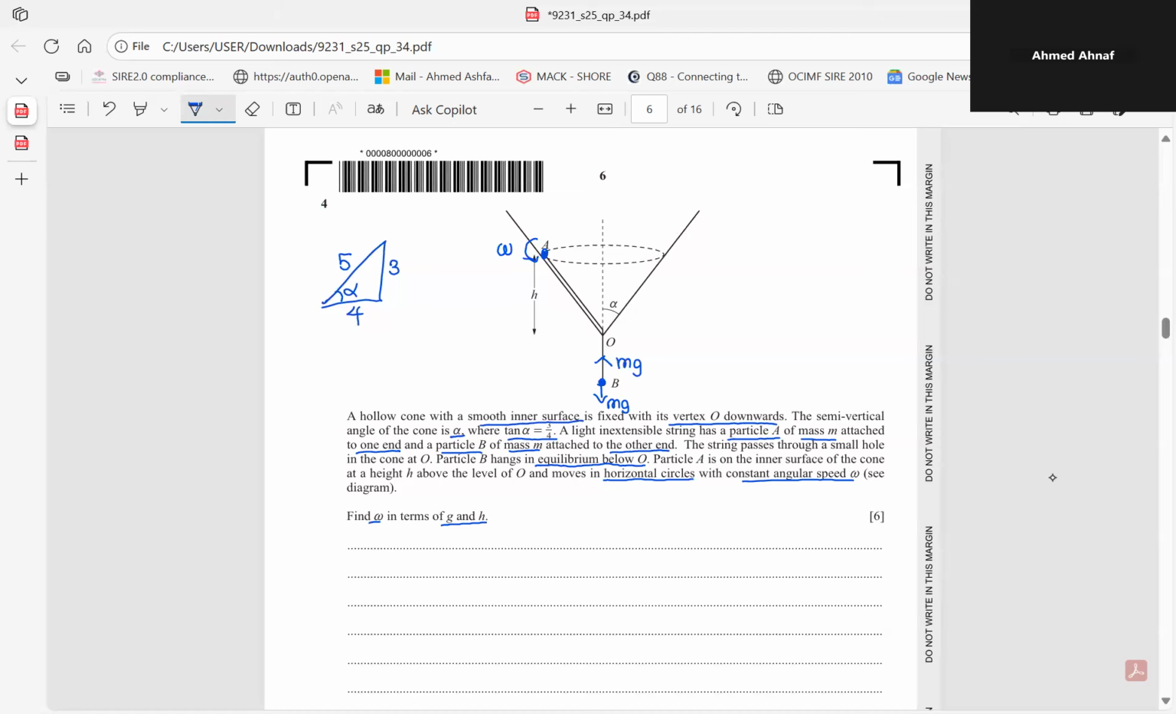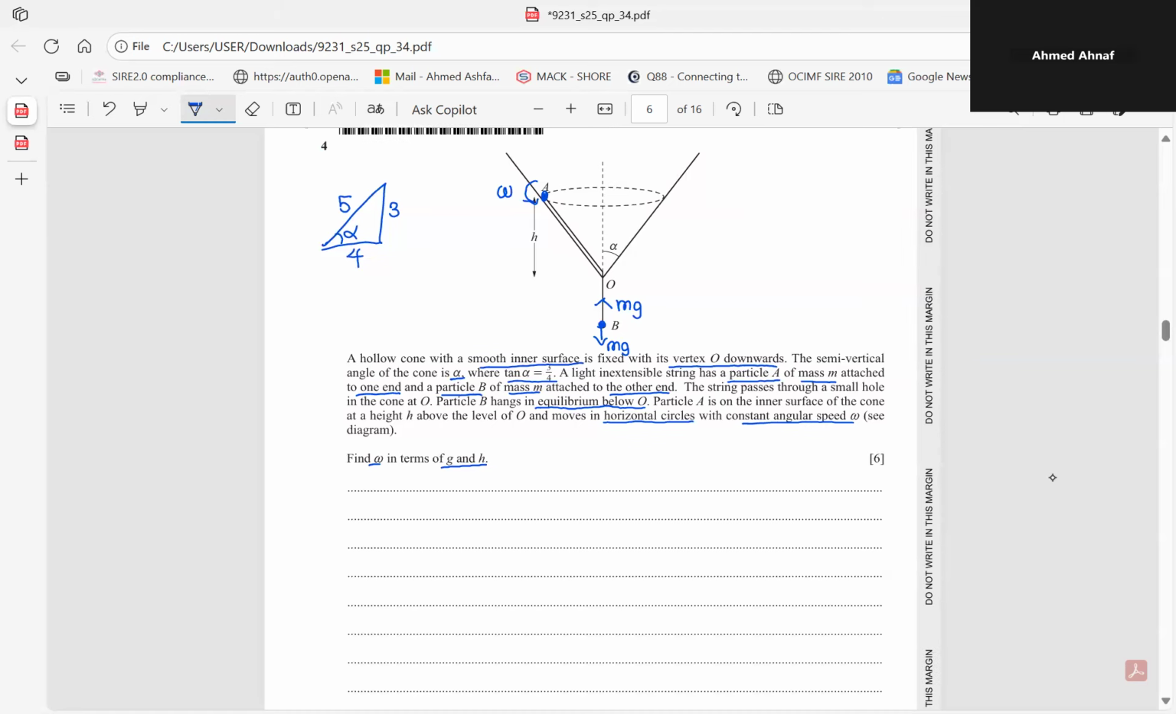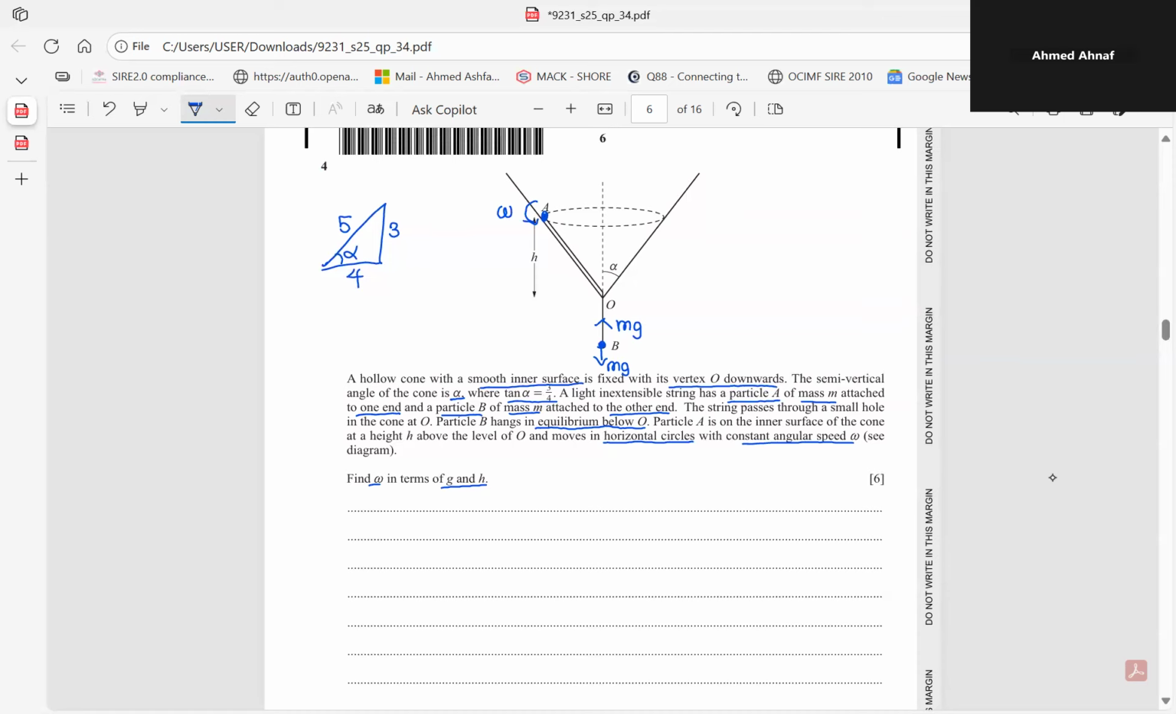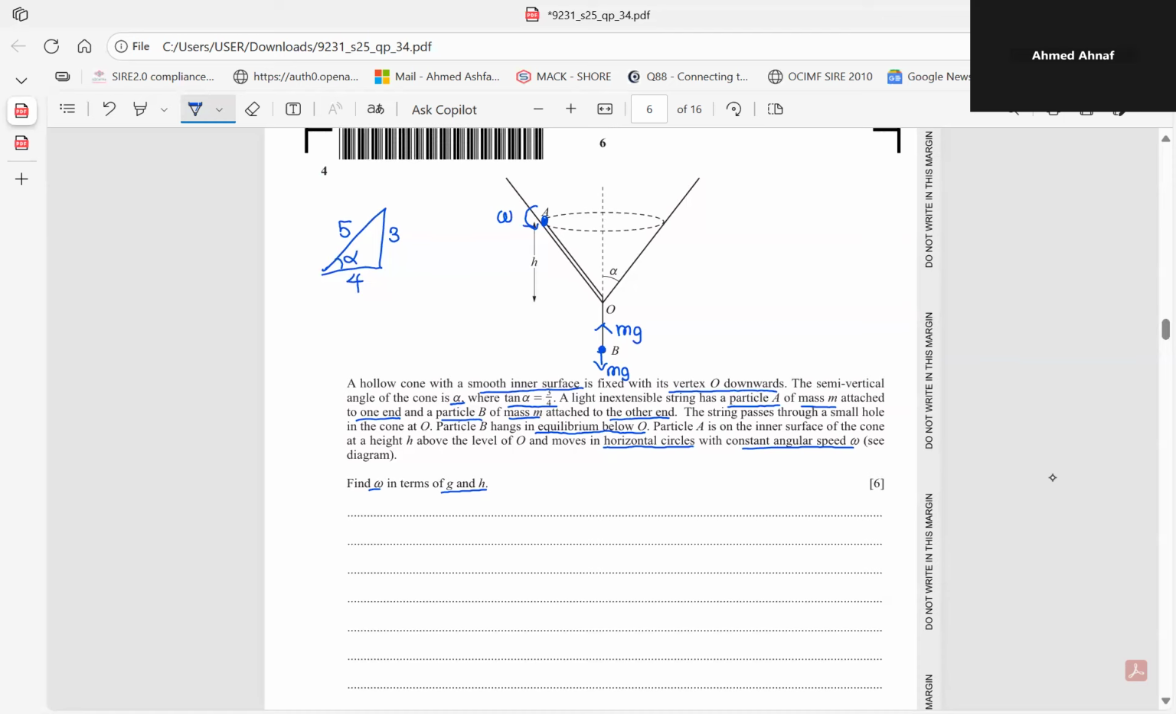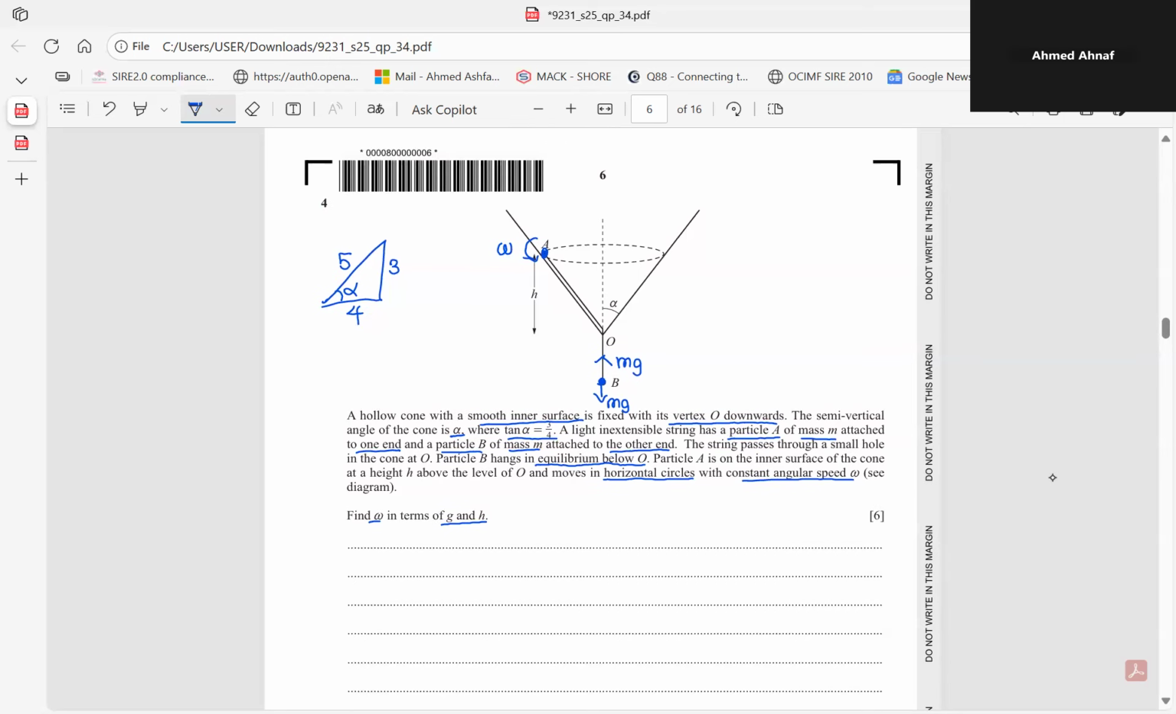To do this question, let's label all the forces acting on A. First of all, the tension acting on the part of the string connected to A is also mg, because it's one whole string. From mechanics, we know that the tension in a string must always be the same if it's the same string, and the direction must be opposite at the opposite ends.